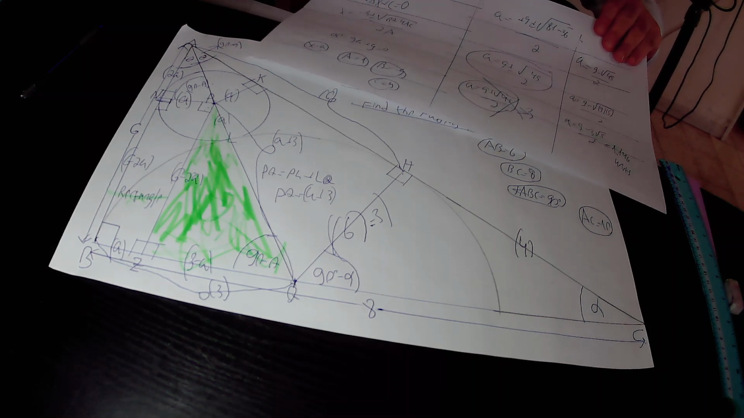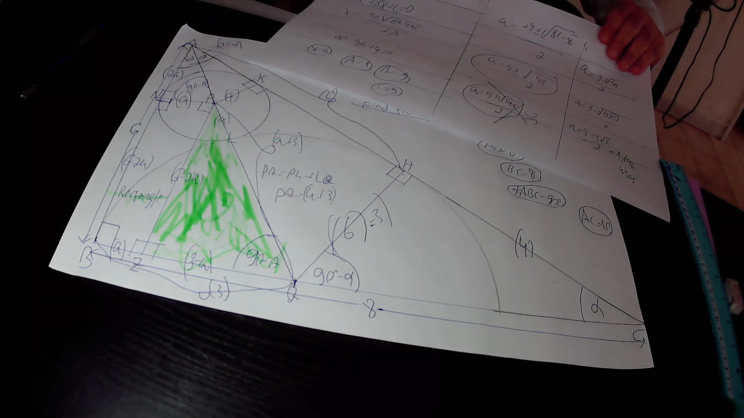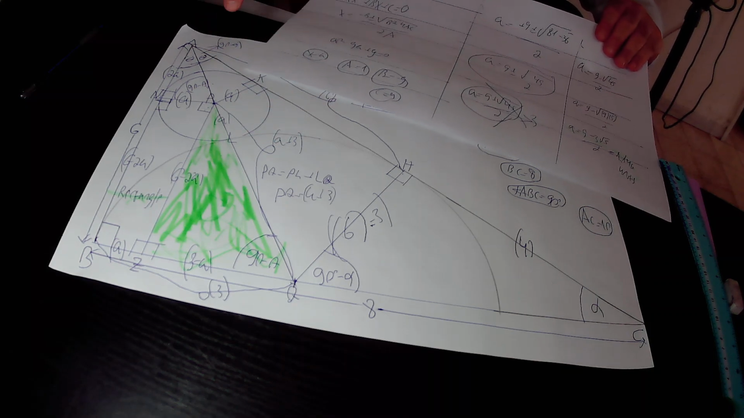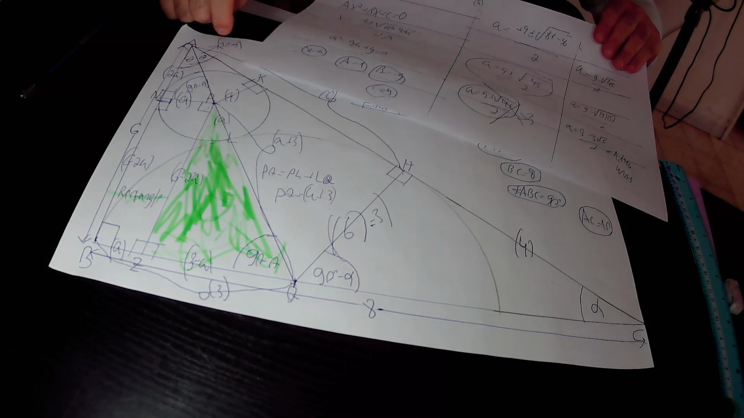That is definitely less than 3 units, which is the radius of this big semicircle. Repeating again, the radius of this small circle equals 1.146 units.